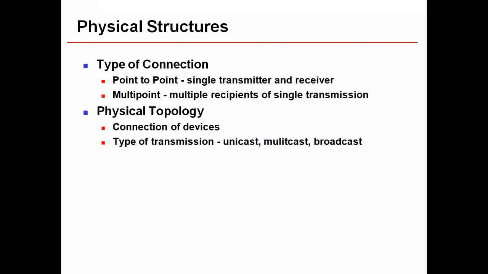The next one is multi-point connection. Here multiple systems will be there, and everyone has to communicate with each other. That is what we call multi-point connection. Then comes the physical topology. Topology means some set of structures, or the method in which we are connecting the systems. That is physical topology: the connection of devices and the type of transmission. It may be unicast, multicast, or broadcast.